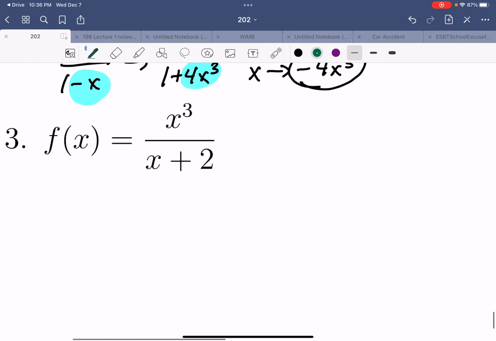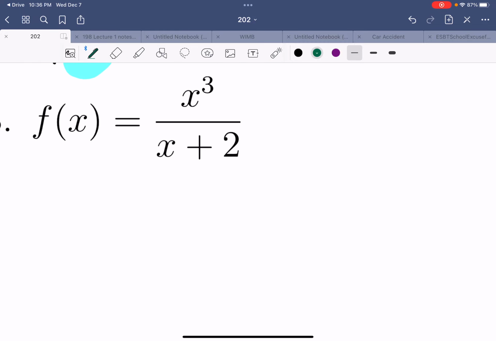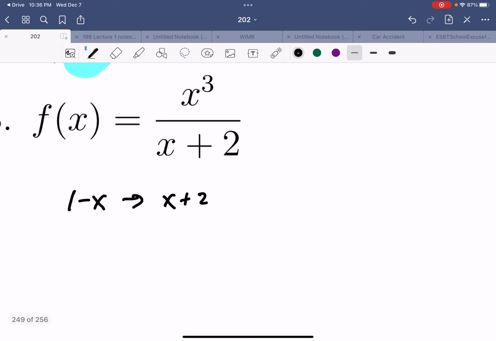Okay, now this one's a little bit trickier. So first of all, I'm going from 1 minus x. The first thing I have to do is go from 1 minus x to x plus 2. Okay, well, how can I do that? Well, if I make the x negative, so if I'm starting here and I make the x negative, that gives me 1 plus x. So this means that goes from my x to negative x. And then I've got to put another added 1 in there.